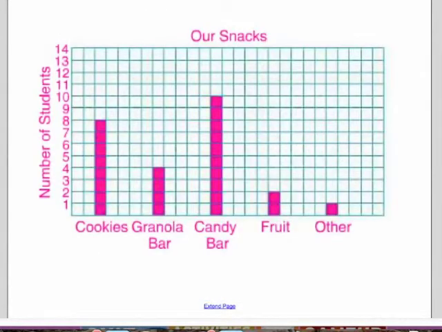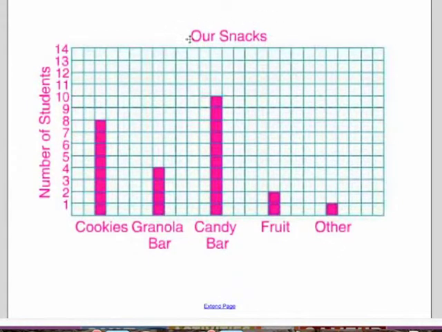Okay, you're back. So here's just an example of what it could look like. Your cookies, these don't have to be in this order. They can be moved around. You might have skipped by 2s to go up this side. That's fine as well. Basically, I should be able to look at your graph and notice that 8 people liked cookies, that 4 people liked granola bars, that 10 people liked candy bars, that 2 people liked fruit, and 1 person liked another snack.